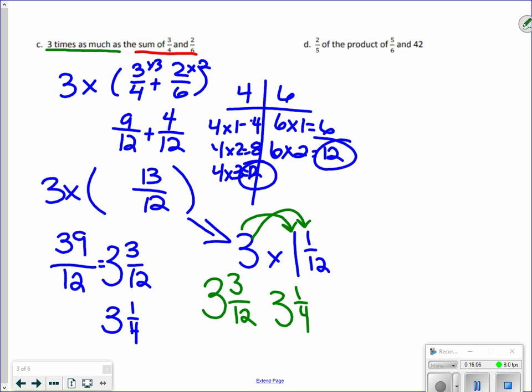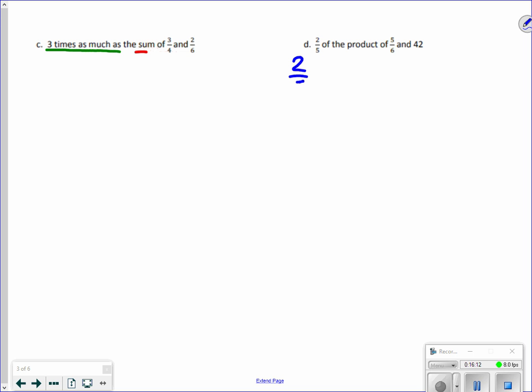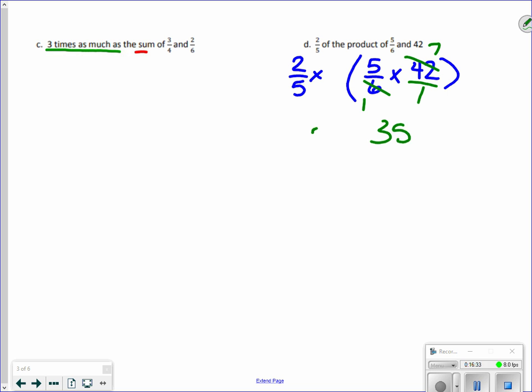So I want you to do letter D. 2/5 of the product of 5, 6, and 42. So if you are solving this, do this, you get 35. 2/5, you can do this, that's how you get 14. If you did it that way, unless you did regular standard algorithm, your numbers would be a whole lot bigger.